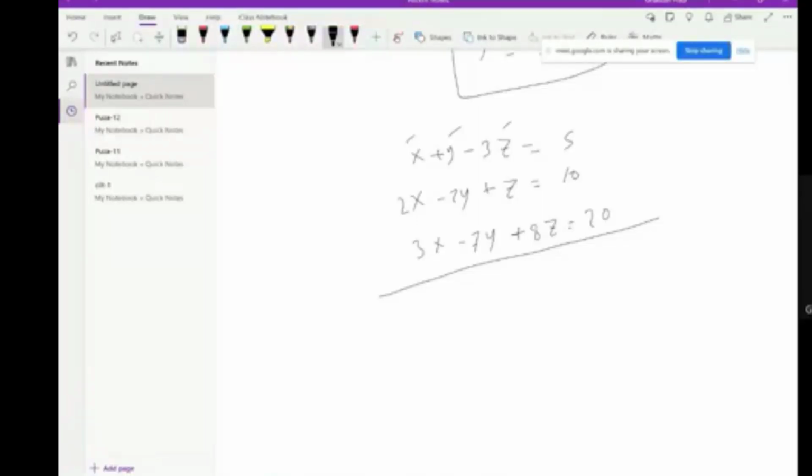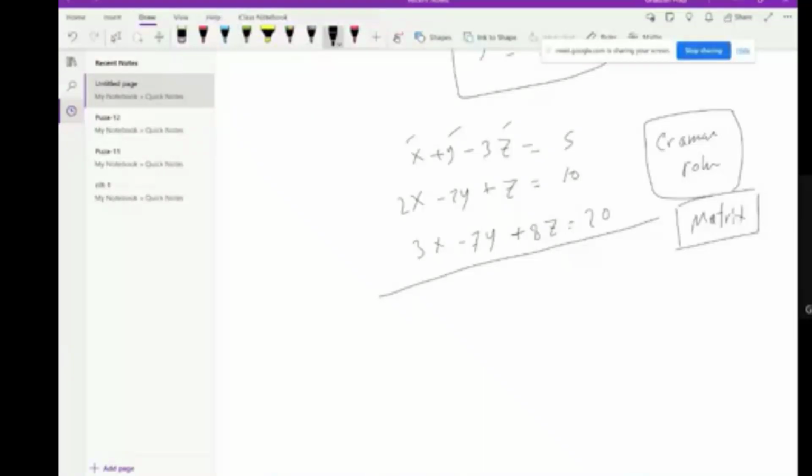Then we have many methods or many ways to solve this. We can use Cramer's rule. If you took matrices last year, I don't know, or in first class, first stage, maybe Cramer's rule by using matrix.